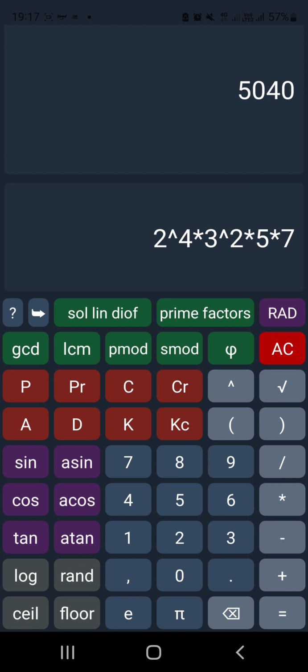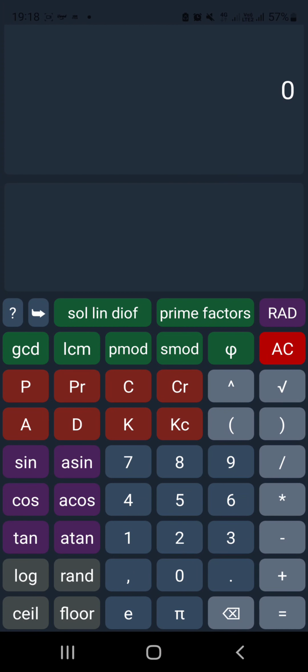Now let's go to the combinatorics. The first is the function P, which calculates the number of permutations. P of 8 is 40,320. Whereas P of 8, 2, is 56.